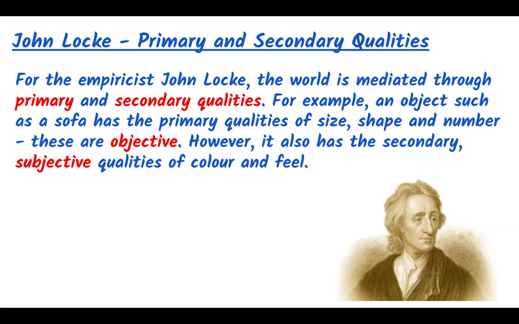has some primary qualities. Basically, its size, shape, and number. I've got one sofa that I'm looking at. It is a particular shape and it's a particular size, and these are objective qualities. We can measure them. We can count the number of sofas. We can see how many centimeters wide the sofa is, etc.